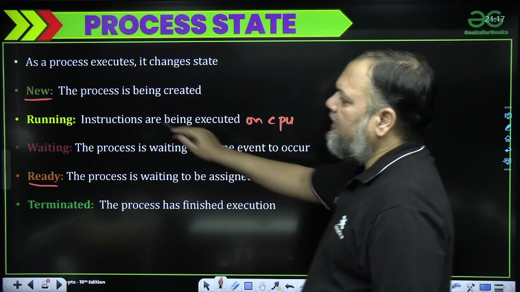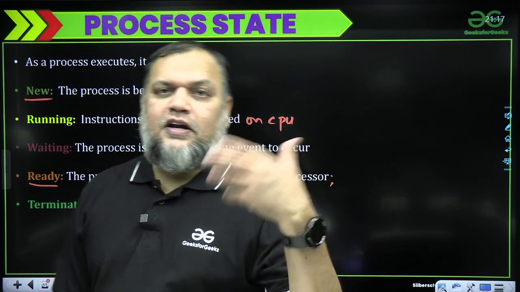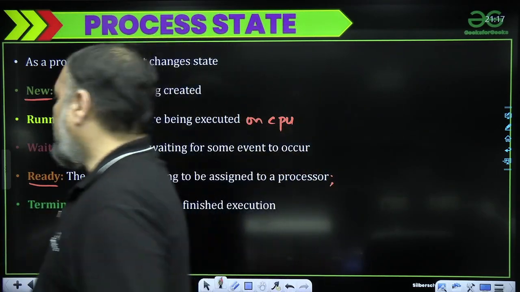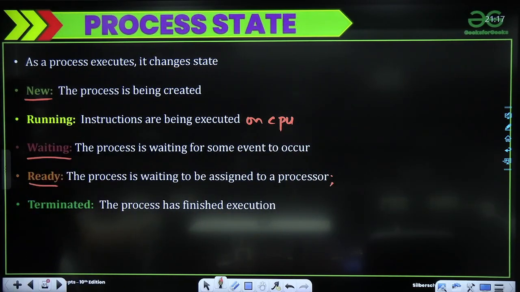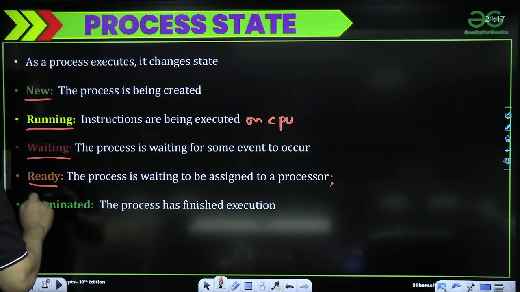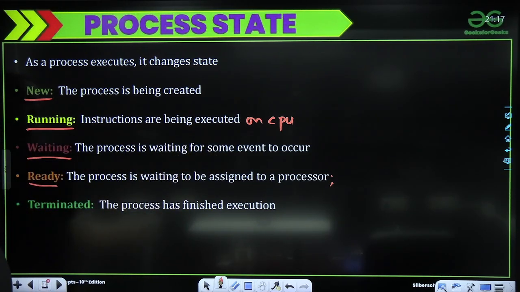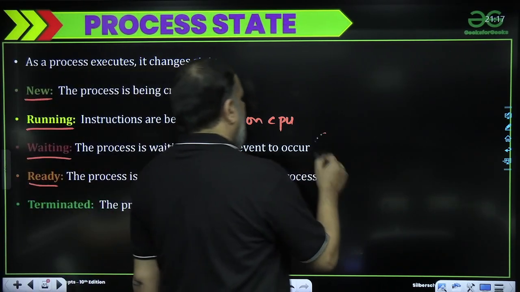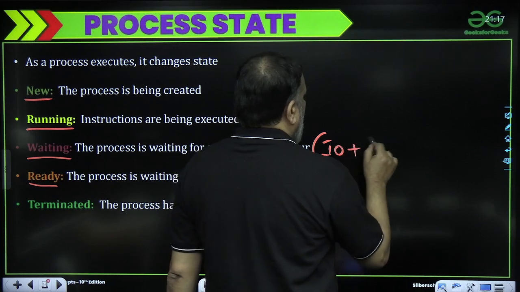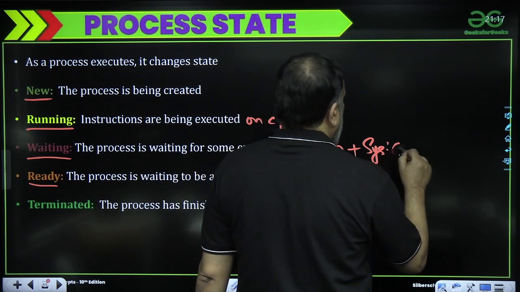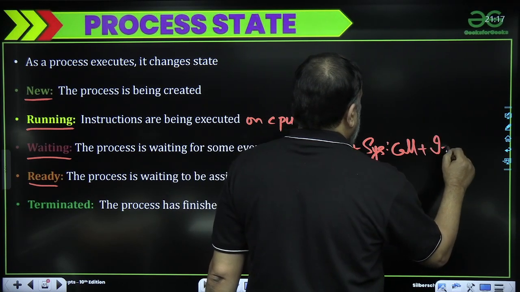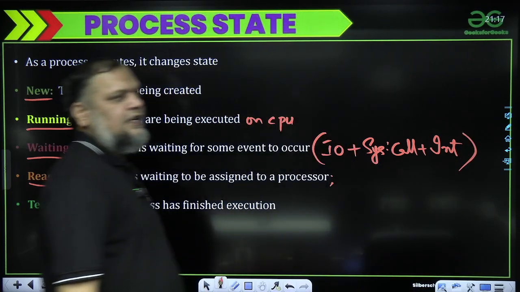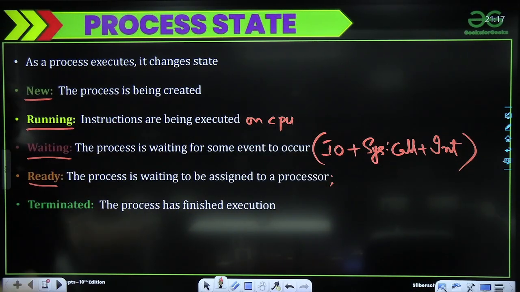And whenever a process is running and needs to go for an IO operation or execute a system call, the state of the process changes to waiting. Waiting is also called block. The process is waiting for some event to occur. That event could be, for example, input output, or execution of a system call, or it can be waiting for some interrupt also. Anything, these are events.